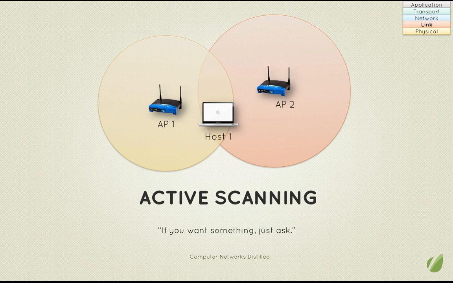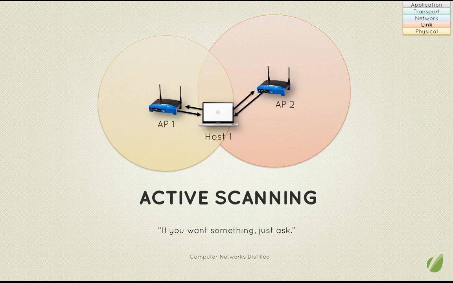First, host 1 will broadcast a probe request. All the access points will hear that and respond with a probe response. At this point, host 1 can evaluate the probe responses that it's received and choose to associate with one. Again, perhaps the probe response with the highest signal strength.